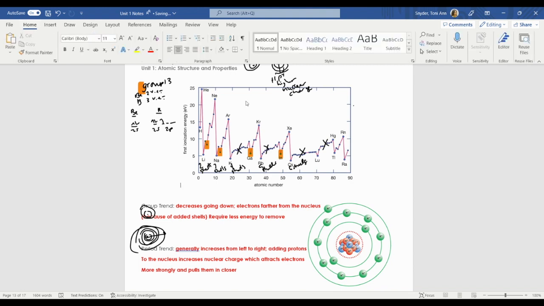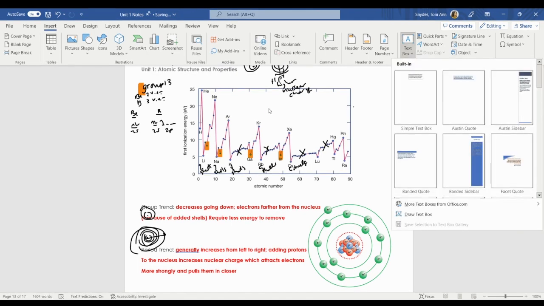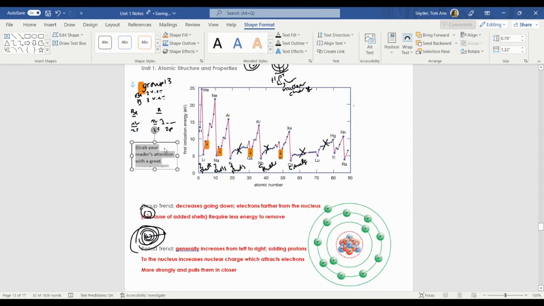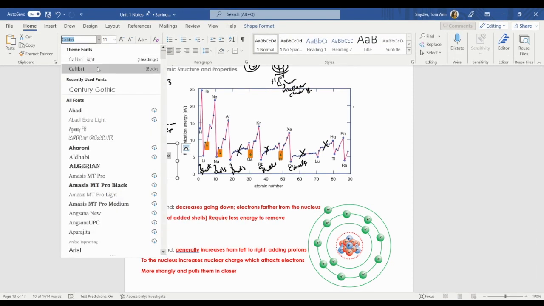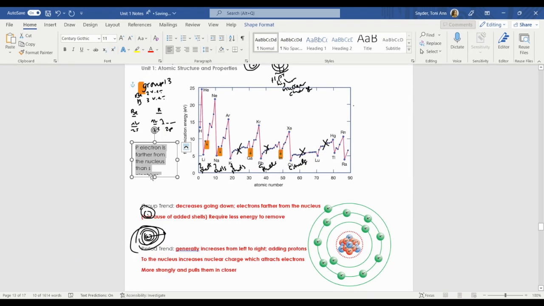So let's make a little text box here. And we'll say p electron farther from the nucleus than s electrons. And that's why it's easier to take them away. It all has to do with that Coulomb's law. It literally comes back to that just about every single time.